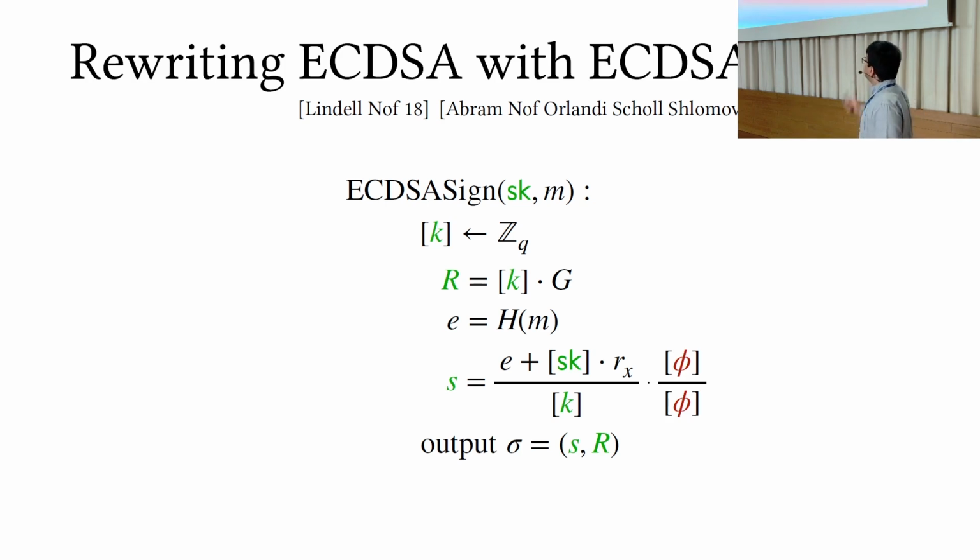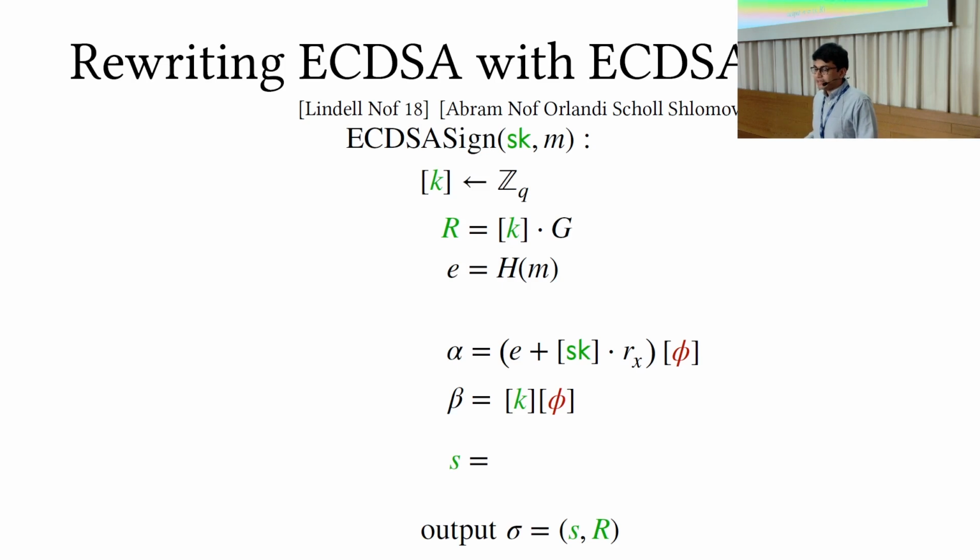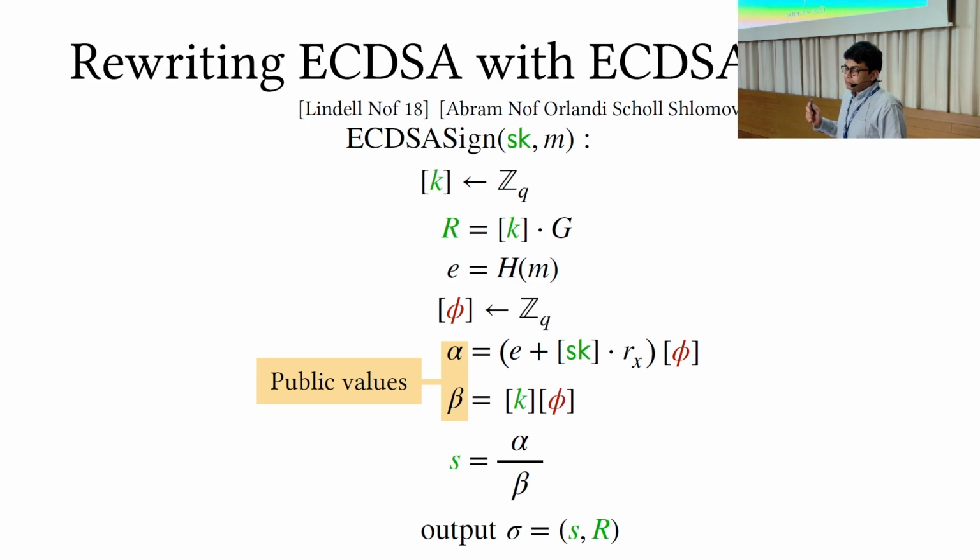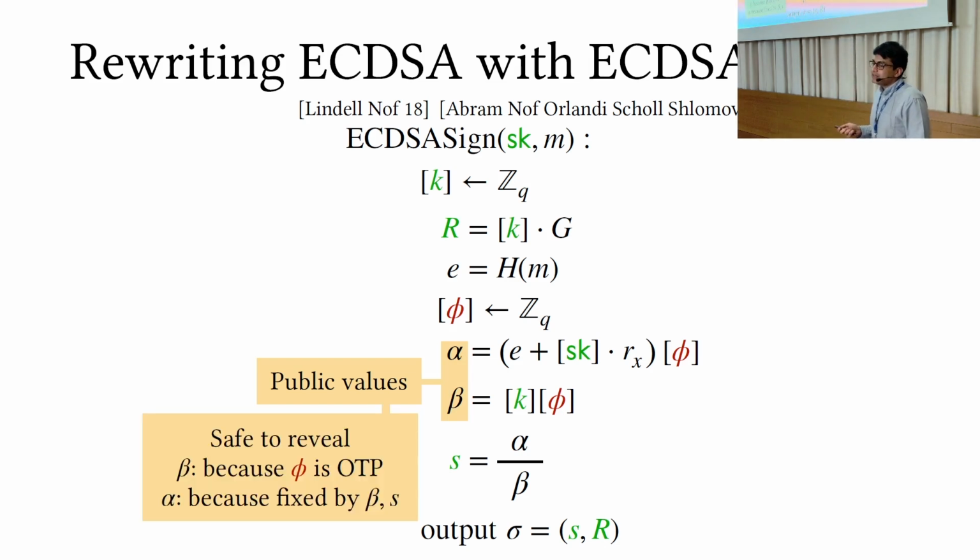Let's multiply and divide by some random value phi, and let's separate out the numerator and the denominator. Alpha is a masked version of the numerator, beta is a masked version of the denominator. Notice that if you divide alpha by beta, the masks cancel out and you get back to the original signature. So the cool thing is that we can basically make alpha and beta public. It's safe to reveal alpha and beta, intuitively, because beta is a one-time pad encryption of the denominator, and alpha is uniquely specified once you fix beta and the signature itself.